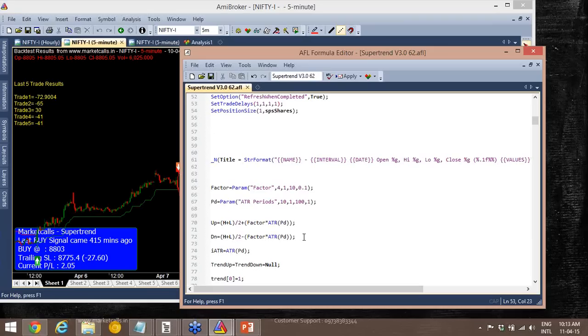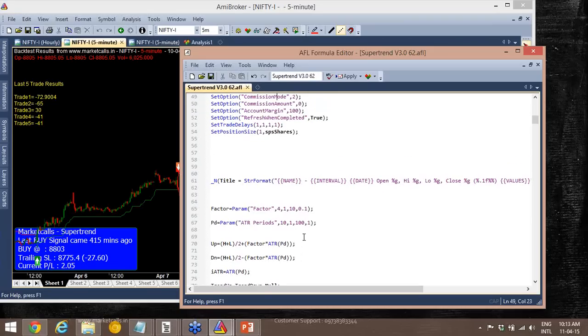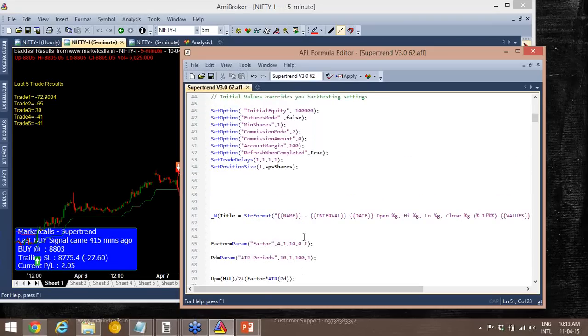There is a way to declare your position size. So if you want to trade 4 lots of Nifty always, you have to set it like 100. Here the position size is set as 1 because it is doing live tracking of the last 5 trading dashboard results.